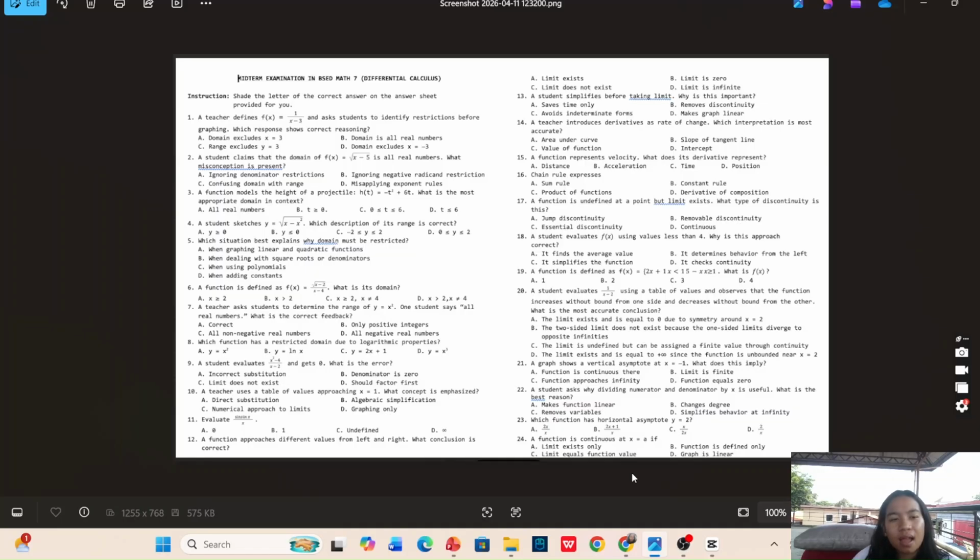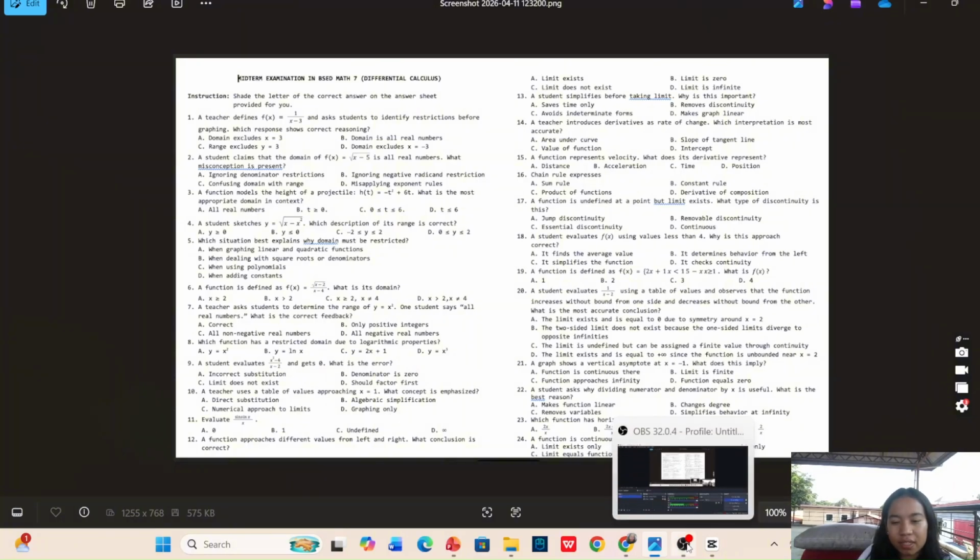Number 3. A function models the height of a projectile, h of t equals negative t squared plus 6t. What is the most appropriate domain in context? The options are all real numbers, t is greater than 0, t is greater than or equal to 0 and less than or equal to 6, or letter D, t is less than 6. So let us try to solve this given function.